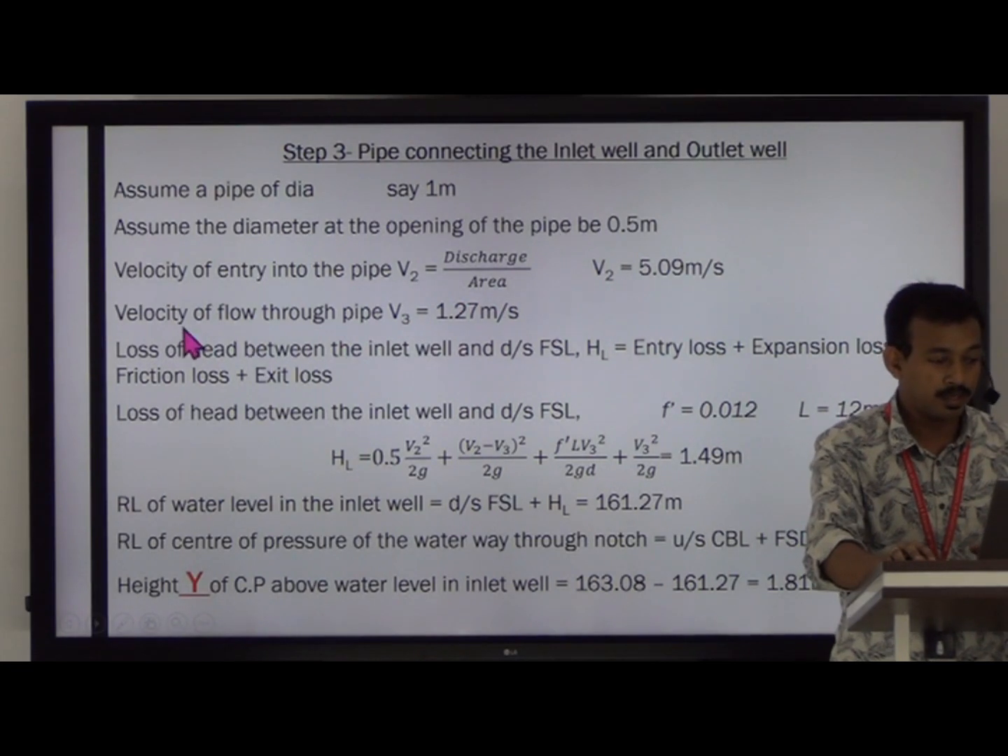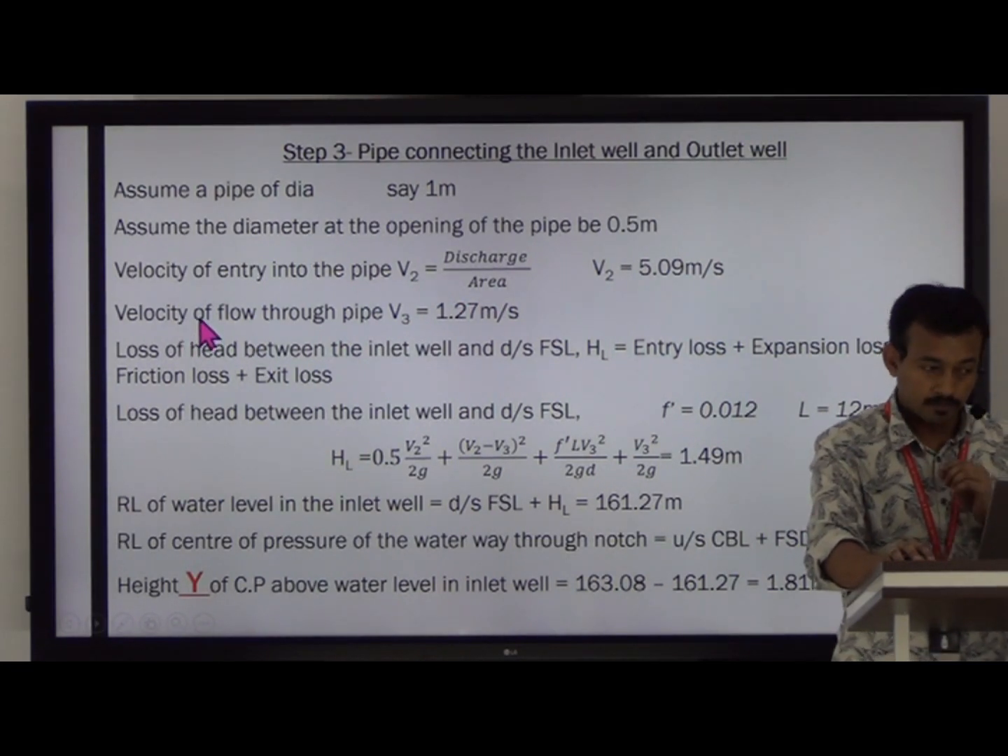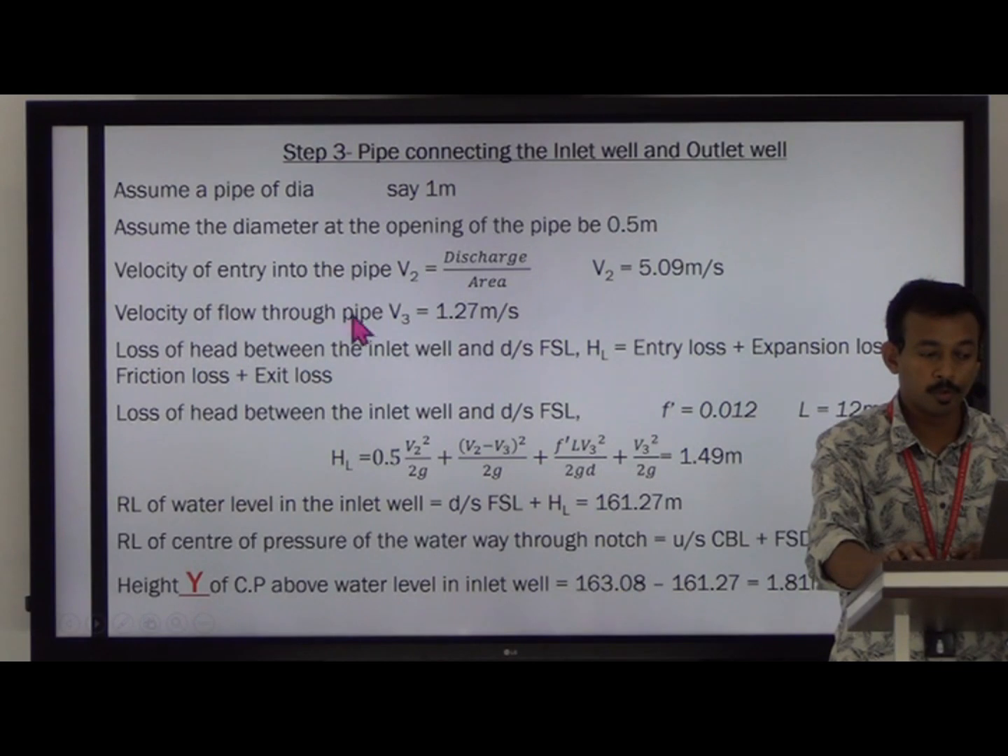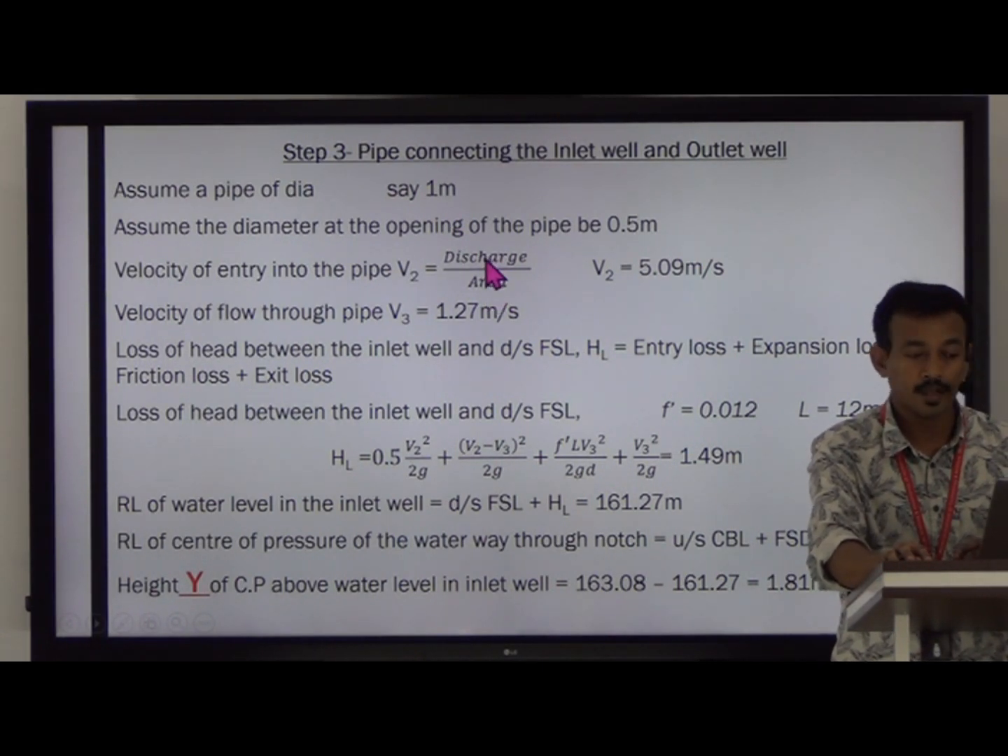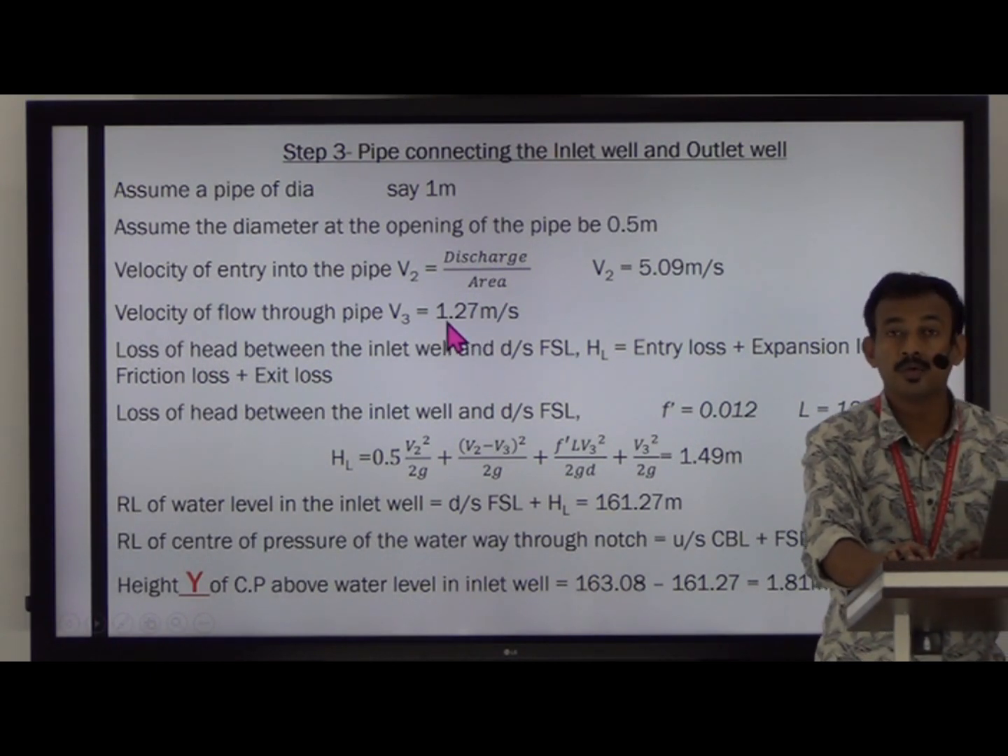Now moving to the next velocity calculation, velocity of flow through pipe, that is V3. Again using the same equation, discharge by area, you can calculate velocity value. Here you have to take care that the diameter of the pipe is 1 meter, so area is pi by 4 into 1 square. Discharge is same as 1 cumec. You will get the velocity V3 equal to 1.27 meter per second.